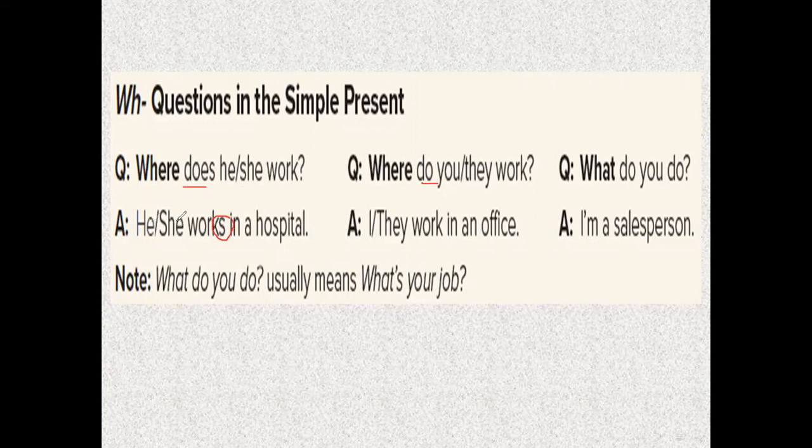He works, or she works, in a hospital. Where do they work? They work, or I work, in an office. What do you do? I am a salesperson. Keep in mind this note, please. What do you do usually means what's your job?